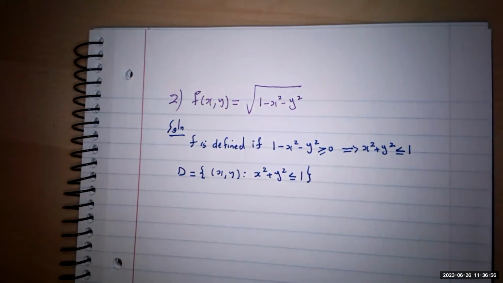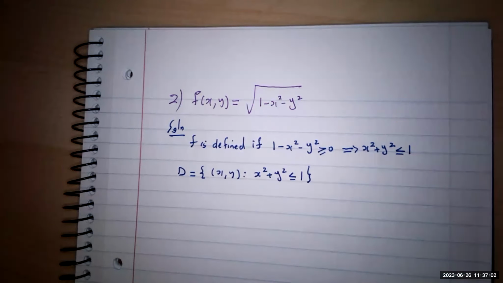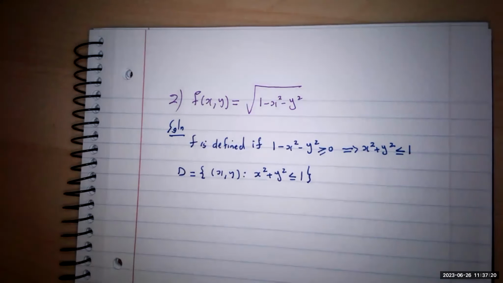The domain is in 2-dimensional space, x and y. So it's going to be the points inside the circle. Yes, inside and on the circle, if you like. These are going to be your domains of integration in the future. But we are interested in describing the graph.